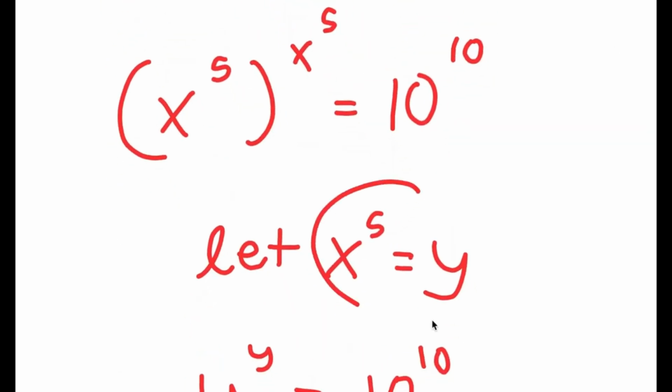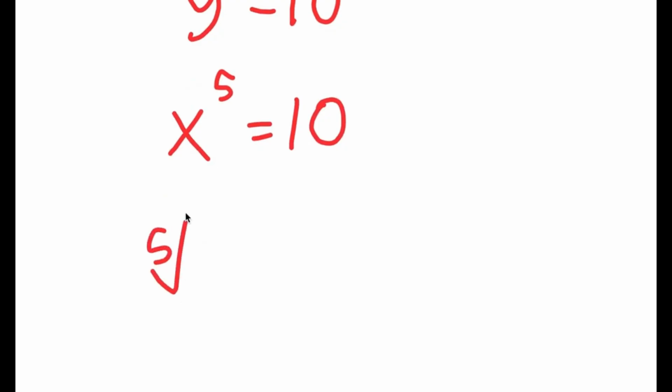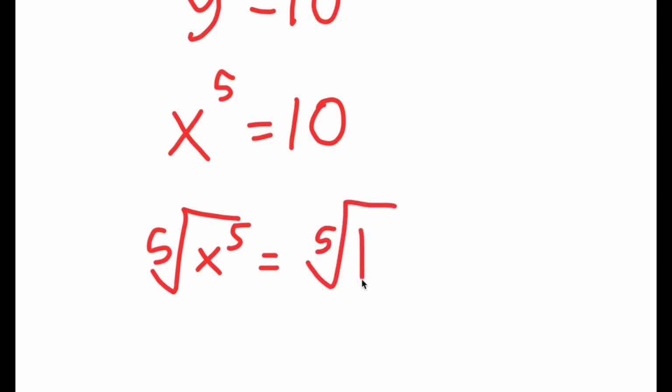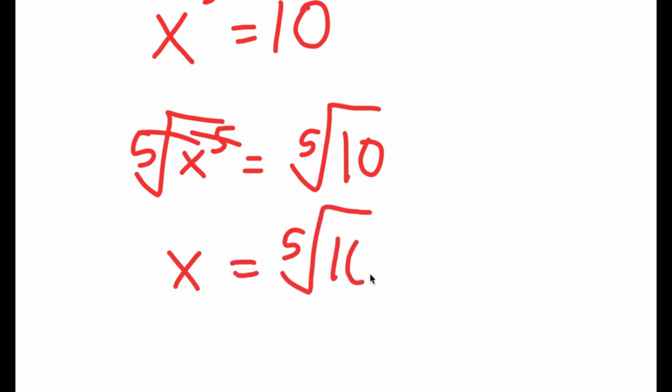Now remember how we let x^5 equal y. So this means that x^5 is equal to 10. And to solve this, I'm going to take the fifth root on both sides. The fifth root of x^5 is simply x, so I'm left with x is equal to the fifth root of 10.